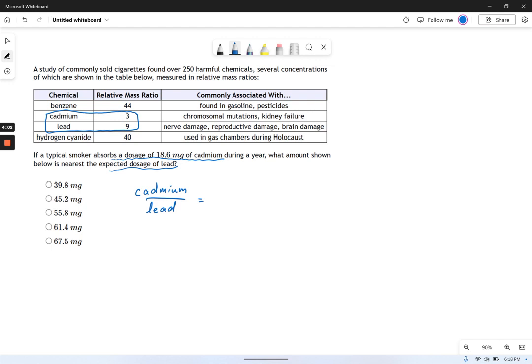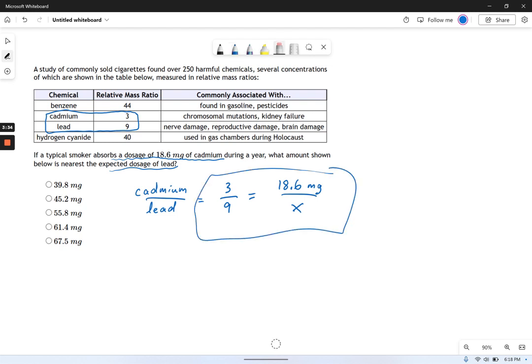And according to my table, the study that was done, cadmium is present in less of an amount than the lead is. Now what I can do is set this ratio right here equal to the amount of cadmium that a smoker gets during a whole year divided by X. And I'm saying X is the amount the smoker is going to get of lead. We don't know what that is, but now we can solve this equation right here. That's the goal. If I can solve that equation for X, I'll know how much lead they got during the year.